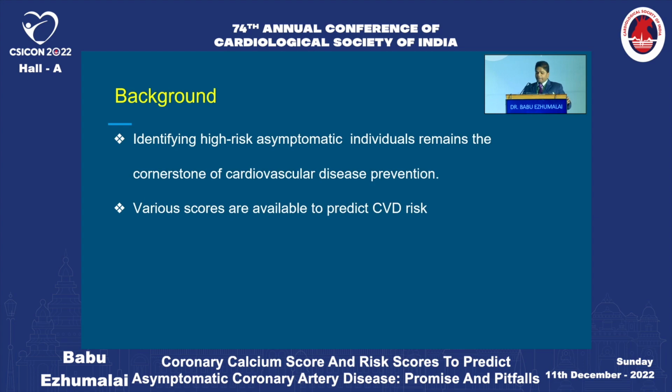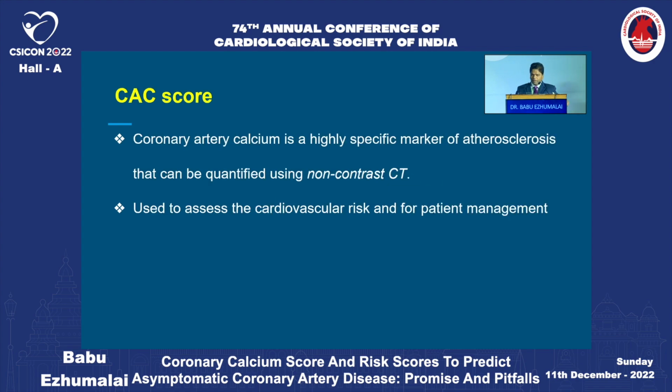Identifying high-risk asymptomatic individuals remains the cornerstone of CVD prevention, and various scores are there. Previous speakers have already discussed what I'm going to say, so I'm just going to give a summary. The CAC score is what we call the coronary artery calcium score. It is done using non-contrast CT. The radiation is very low, and the cost is also very low. It's a highly specific marker for atherosclerosis, and it's used to assess patient management.